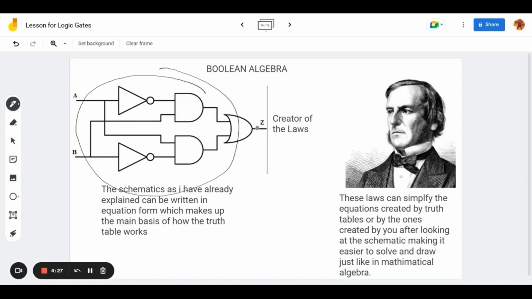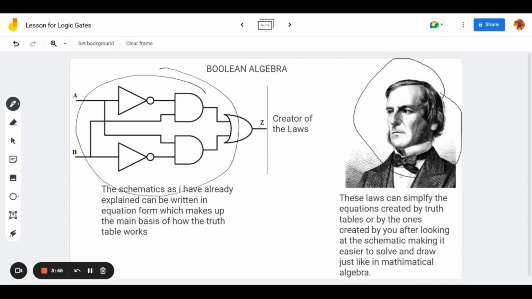These algebraic equations can be very long and very confusing. In order to simplify them, we use Boolean algebra laws, and these laws allow us to simplify the Boolean algebra to a point where it's easy to understand and easy to draw. These laws were created by George Boole, the man right over here, and another person, De Morgan, with De Morgan's theorem. But we will talk about De Morgan later on. Right now, we're going to focus on the laws created by George Boole, as his laws are more important right now.